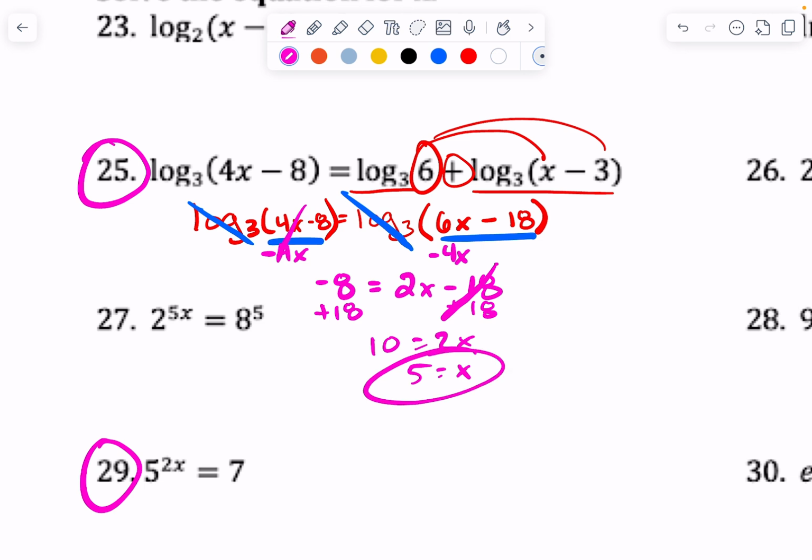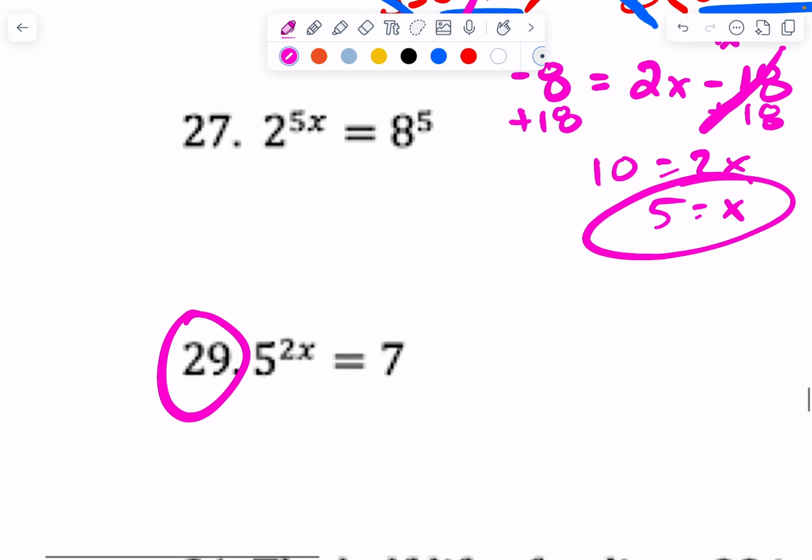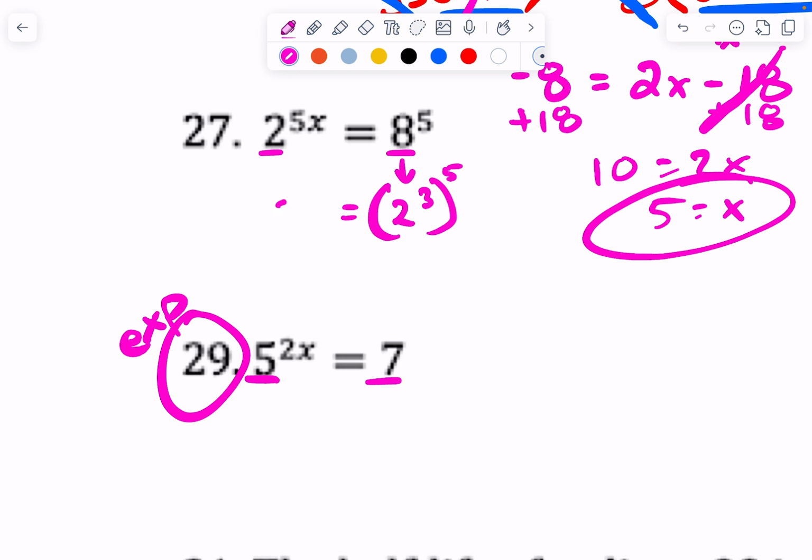25. Boom. All right, 29, in order to do this, this is an exponential function, right? In order to do this, I'm going to look at my two bases and say, can I make those to be the same number? Like 27, if you're just eyeballing 27, 2 and 8, I can write 8 as 2 to the third power, right? And I have that going on. So then my 2's just cancel, and I can say 5x equals 15, right? And I do all the things, right?